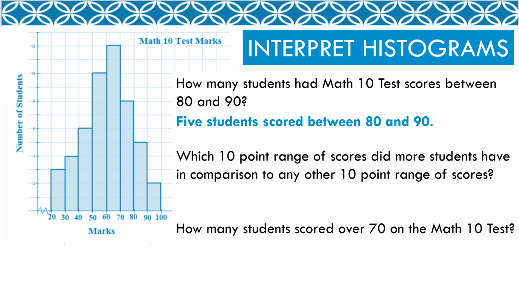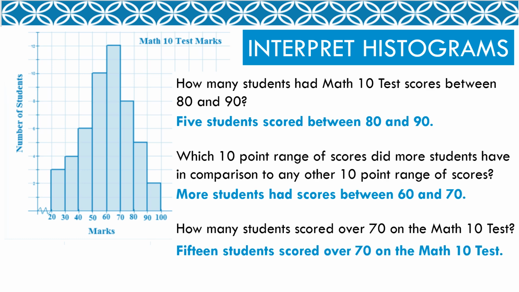Which 10-point range of scores did more students have in comparison to any other 10-point range of scores? So we're looking for the highest bar, and that is between 60 and 70. So more students had scores between 60 and 70. How many students scored above 70 on the math test? So we are looking to add the frequencies for the class 70 to 80, the class 80 to 90, and the class 90 to 100. And when we total those up, there were 15 students that scored over 70 on the math test.